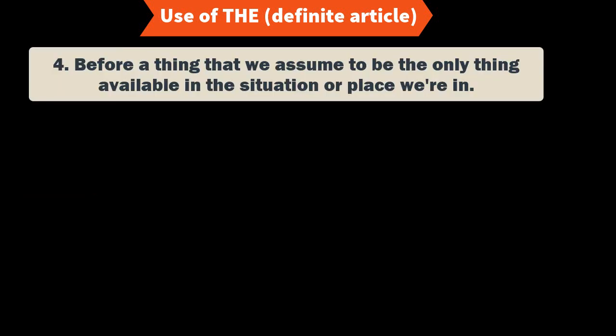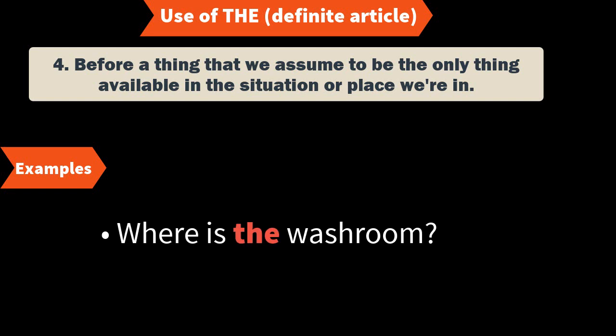Rule number four. Sometimes we also use the definite article the before the thing that we assume to be the only existing thing in the situation or the place we are in. Okay? So let's suppose you come to my place, okay? So you've drunk a lot of water and you want to pee. So what do you say? You say, hey, where is the washroom? Where is the washroom? Now, why do you say the washroom?